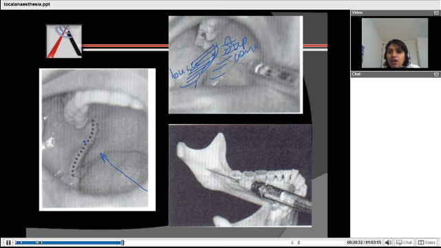Okay, whomsoever says masseter, keep your hand here and clench it. The muscle which you feel here is your masseter. Okay?